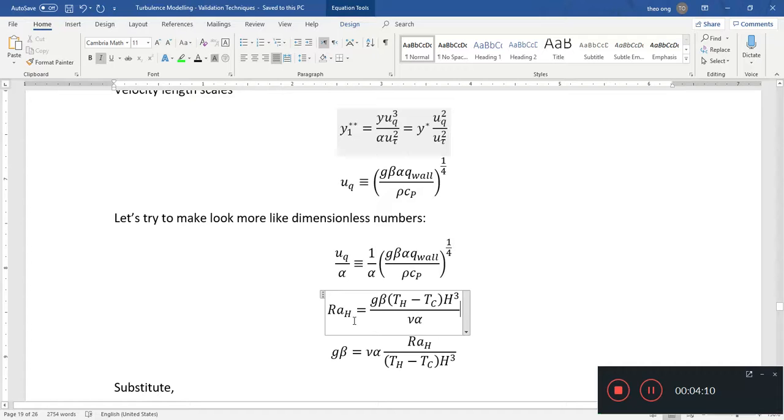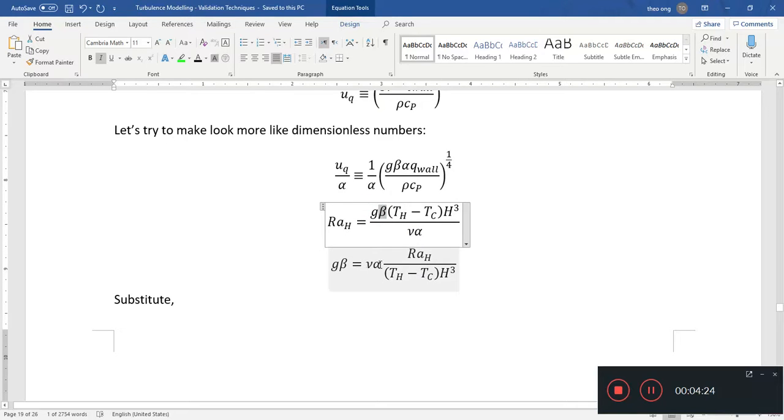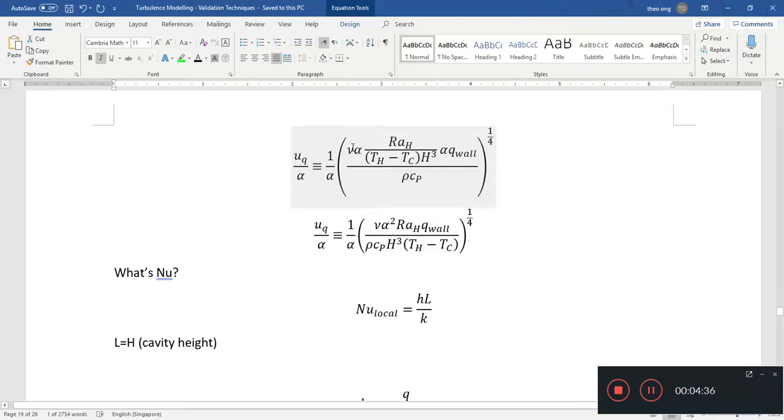Let's try putting in the Rayleigh number first. The Rayleigh number is g beta times the temperature difference, times the length scale, which is the height of the square, cubed, over nu and alpha. I make g beta the subject, then substitute g beta into here by copy and pasting, and the result is this messy thing. So let's tidy it up. Bring TH minus TC, the temperature difference, and H cubed into the denominator, and combine this alpha with this alpha, and I get this expression over here.